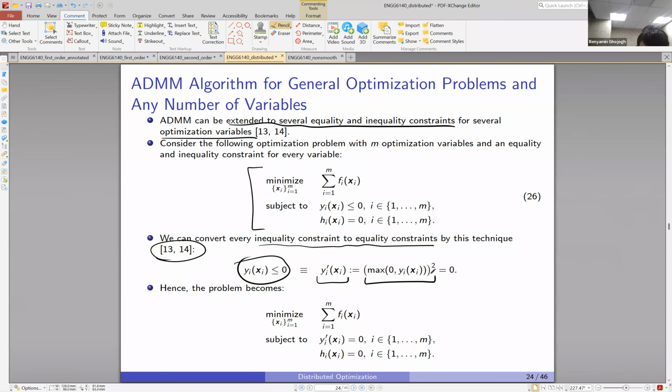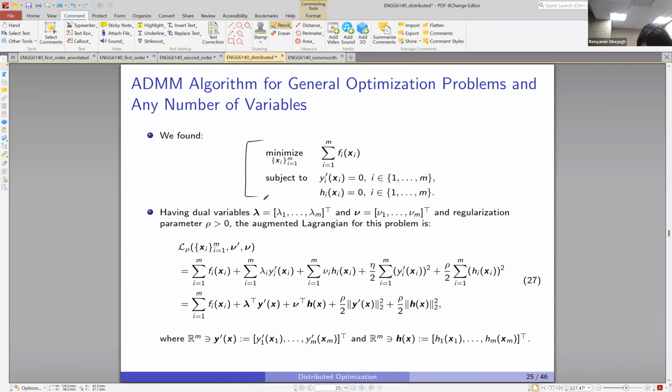Therefore, the problem becomes like this. The inequality constraints became equality constraints. Now having dual variables lambda and nu, let lambda be for these and nu for these, and the regularization parameter rho that we had for the augmented Lagrangian. The augmented Lagrangian for this problem is this. So we have m variables. I think it should be lambda and nu.